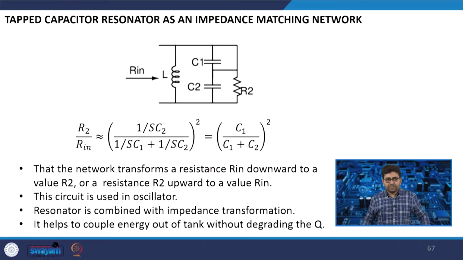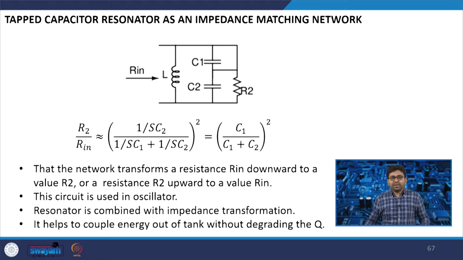One of the widely used circuits is the tapped capacitor resonator. This resonator is also used in oscillators, and it can also be used for impedance matching. In this tapped capacitor resonator, C1 and C2 are the taps and there is a resistance R2, and at the input side there is an input impedance R in, which will be converted to R2, or R2 can be converted into R in.